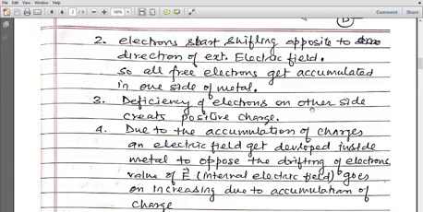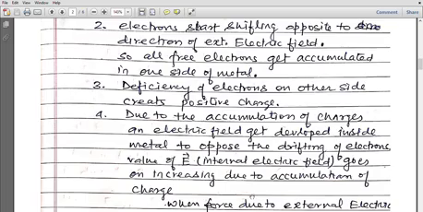Now you can see I have mentioned it here. Electrons start shifting opposite to the direction of the external electric field, so all the free electrons get accumulated on one side of the metal. The deficiency of electrons on the other side, the right-hand side, creates positive charge. Due to the accumulation of charges, an electric field gets developed inside the metal. The role of this internal electric field is to oppose the drifting of electrons. Due to the accumulation of charge, the value of E, the internal electric field, goes on increasing.